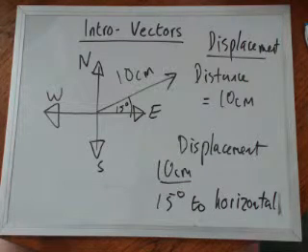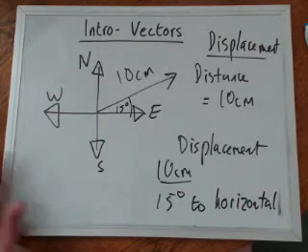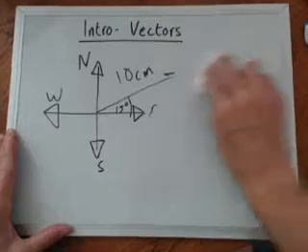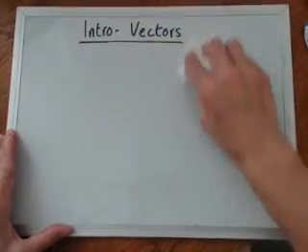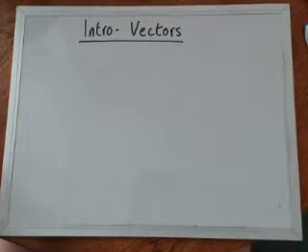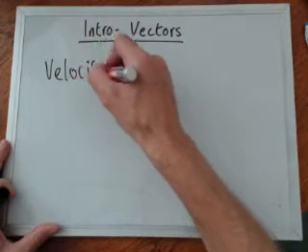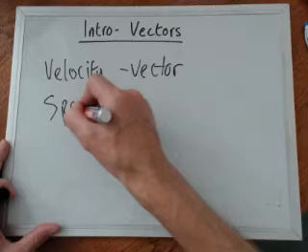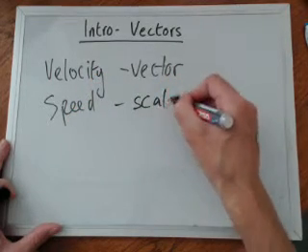Now, what we'll do is we'll show you another vector. So that is displacement and distance. And I'll come back to the difference between displacement and distance in a moment. And let's have a look at a more common variety of vector, which is velocity. Now, velocity is a vector, whereas speed is not a vector, and that's known as a scalar.